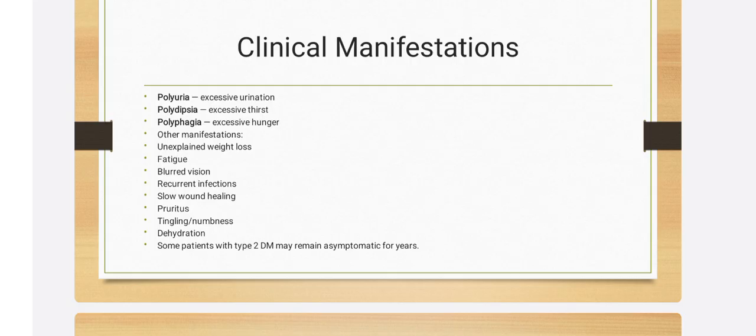Next, the classic symptoms are polyuria, meaning excessive urination; polydipsia, meaning excessive thirst; and polyphagia, meaning excessive hunger. When blood glucose exceeds the renal threshold, glucose begins to appear in the urine. Glucose in the urine draws water with it through osmotic effects. This produces increased urine volume. The resulting fluid loss causes dehydration and stimulates thirst, producing polydipsia.